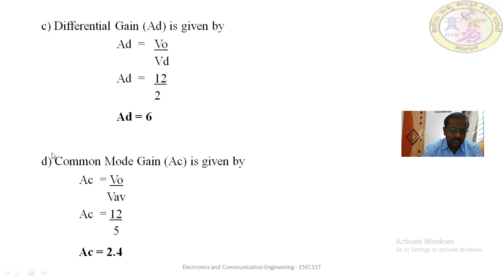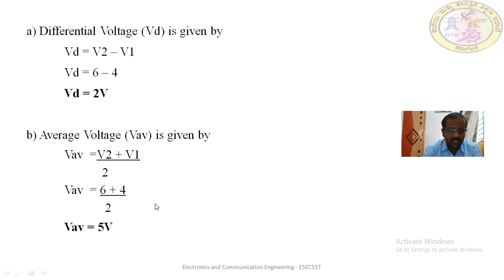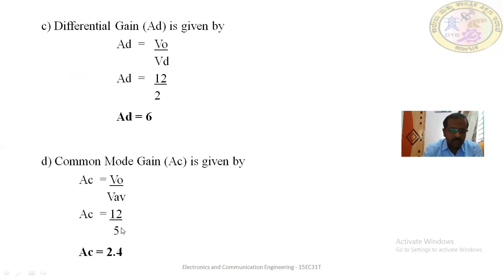In the same way, if you want to calculate the common mode gain, AC is given by AC is equal to V naught divided by VAV. V naught is equal to 12 volts is already known, and VAV has already been calculated. So this VAV is equal to 5 volts, and if it is placed in this equation, it is equal to 12 divided by 5.